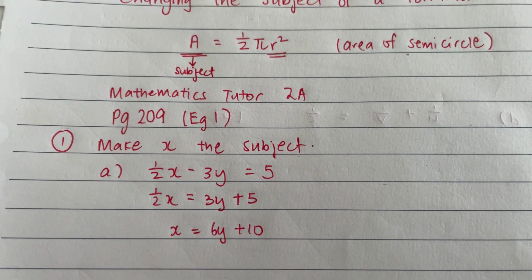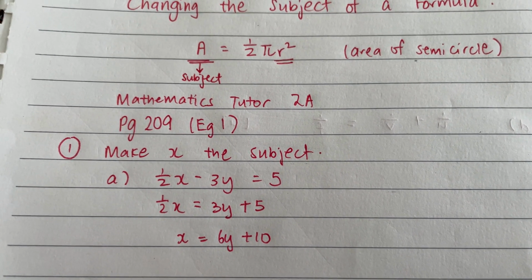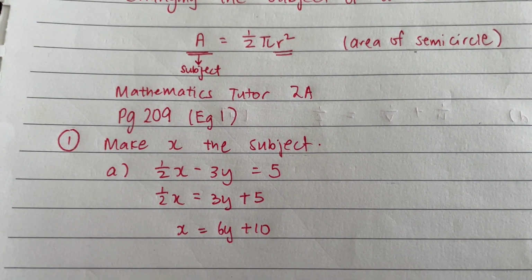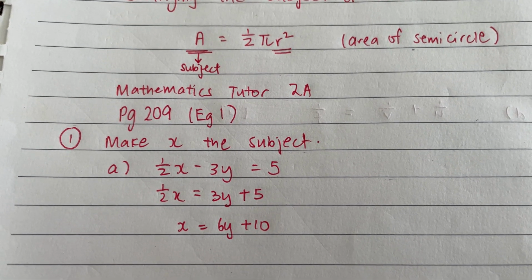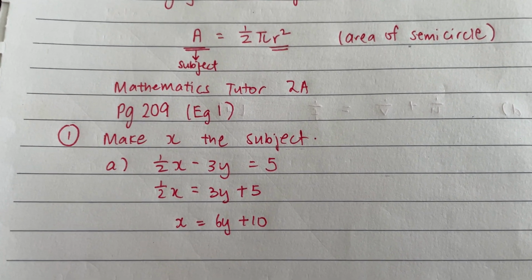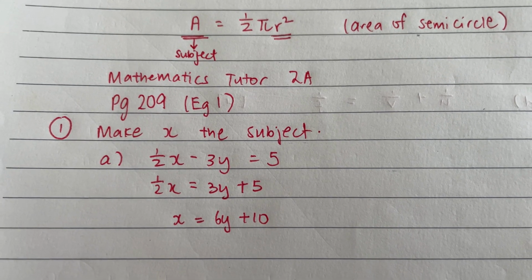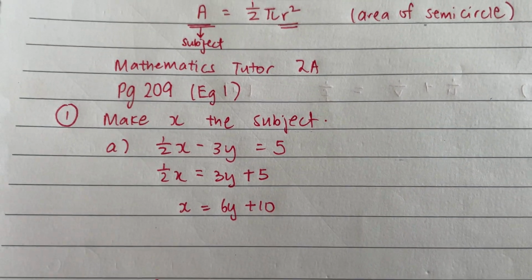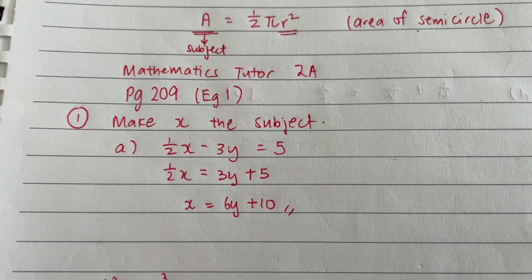And there you see on the left hand side, you have x with coefficient 1, and the right hand side will be 6y plus 10. So this formula has a subject of x written in terms of y. So this is the answer.